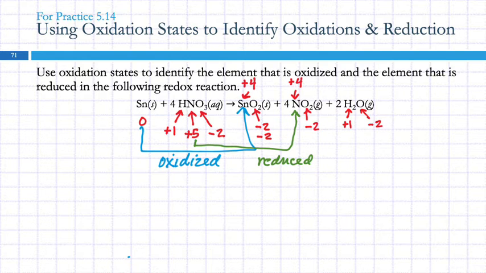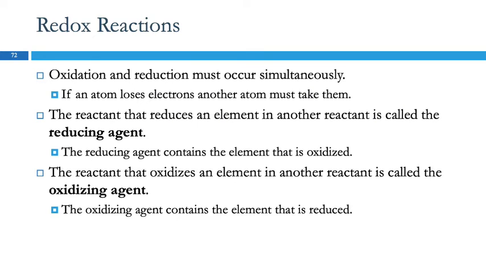In a redox reaction, there has to be at least one being oxidized and one being reduced. You could have one being oxidized and 2 different things being reduced, but you have to have at least one of each, oxidation and reduction. Somebody gaining electrons and somebody losing electrons. So oxidation and reduction have to occur simultaneously. When an atom loses electrons, another atom has to take them.